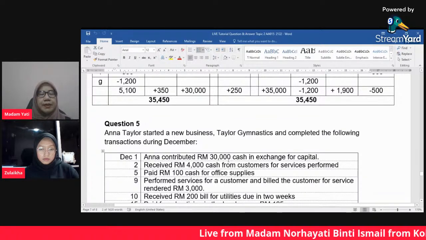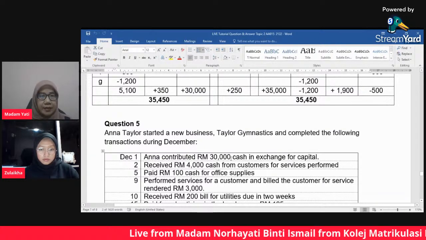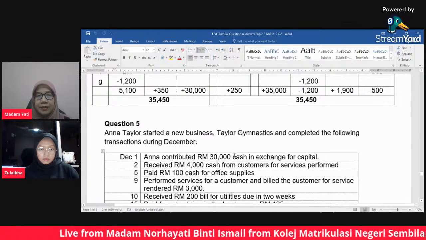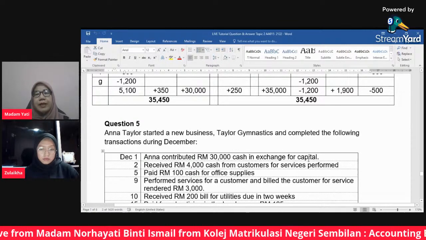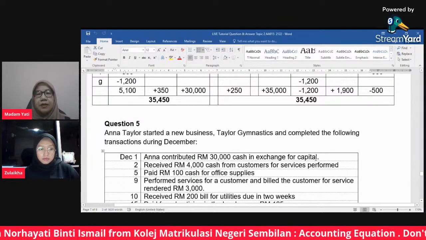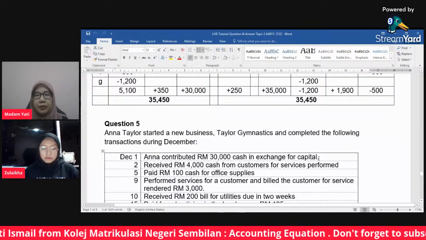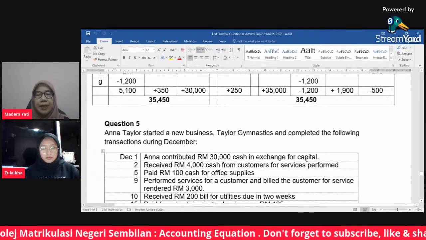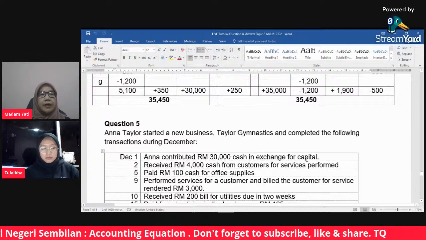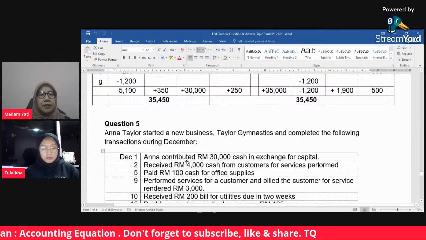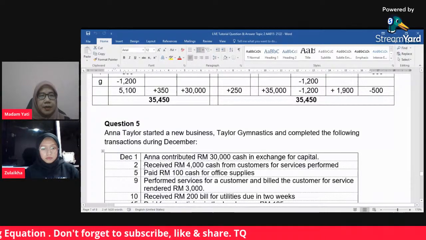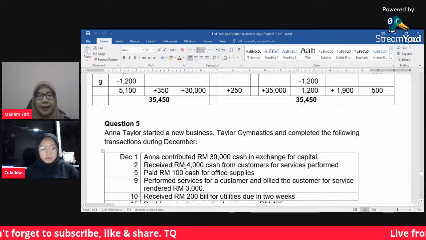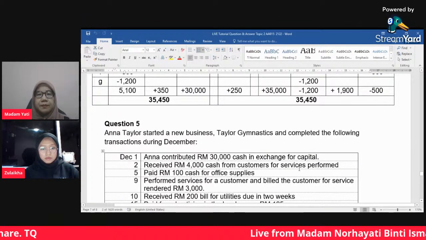So it will increase in asset, that is the item cash, and at the same time it will increase capital or increase in owner's equity, and the account involved is capital. Okay, number 2, the 2nd of December, receive 4,000 cash from customer for service performed.